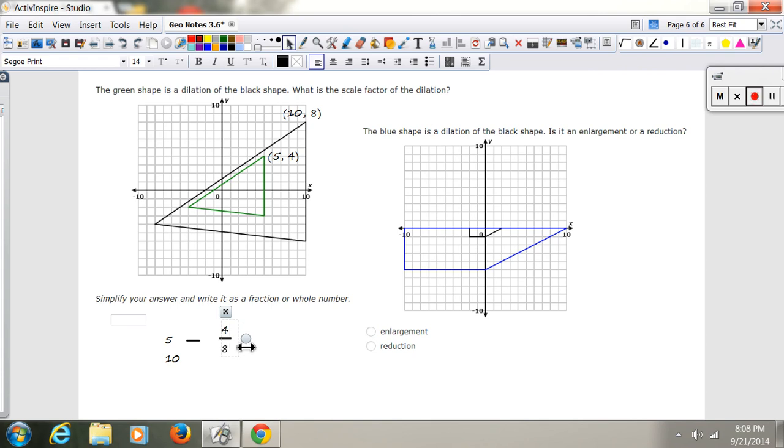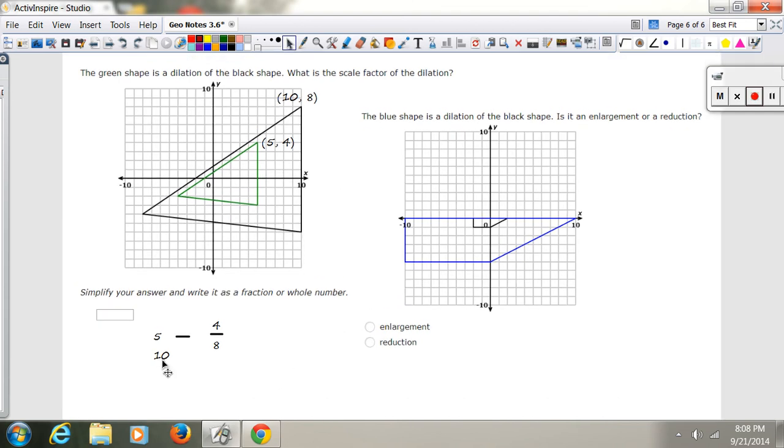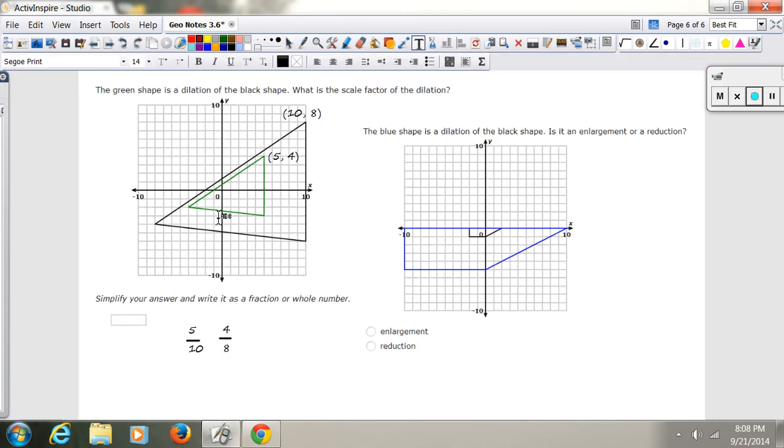Because the green one is the smaller one, that means you have to have a scale factor less than 1. So if I had 10 over 5, that would be a scale factor of 2, which wouldn't make sense because it's getting smaller. It's not twice as big, it's actually half the size. So our scale factor would be 1/2.